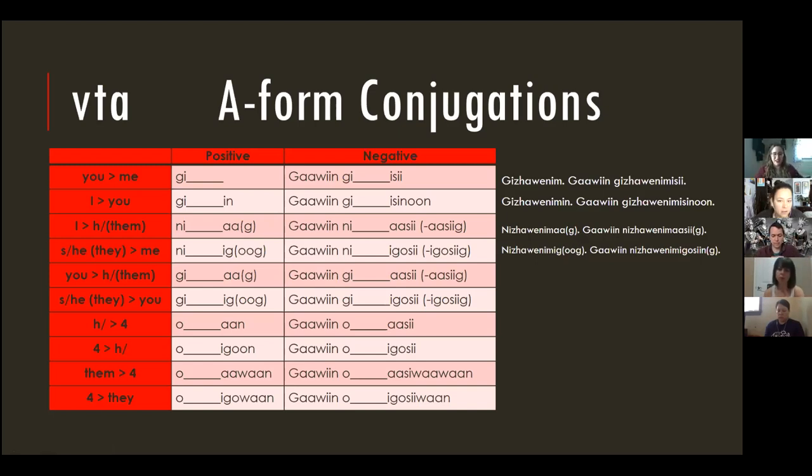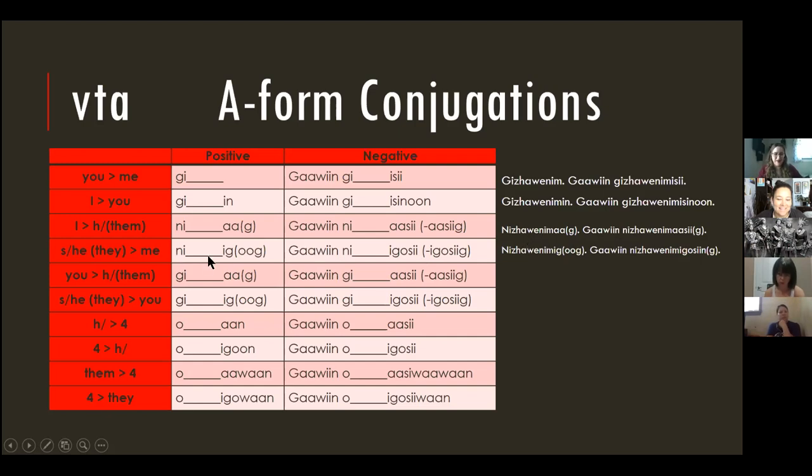Nijawainama, I to him or them. I love him. Nijawainama. Okay. Nijawainamog, I love them. Gawin nijawainama, see. I don't love him. Gawin nijawainama sig, I don't love them. My bad, I told you it was the other way. It's not.